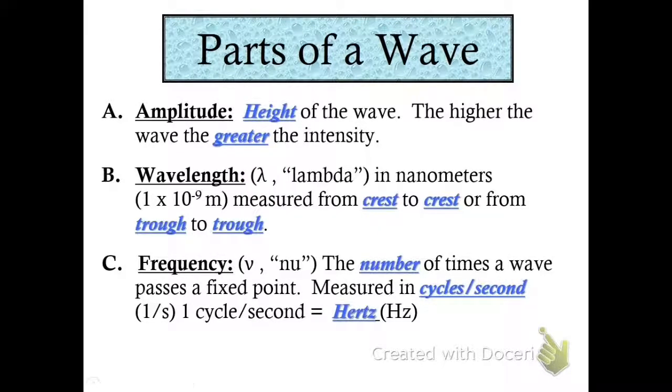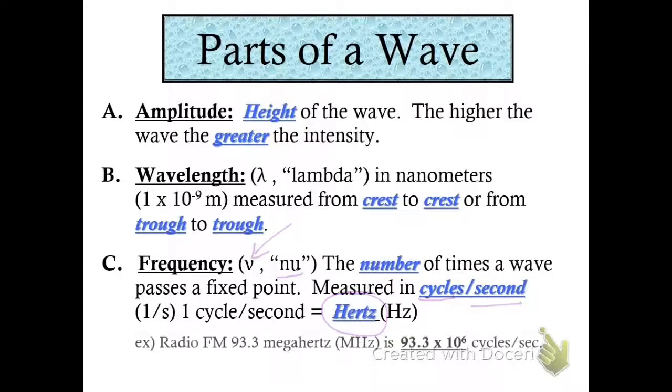The frequency of the wave, which looks like a lowercase v, but is actually another Greek letter, nu, is the number of times the wave passes a fixed point in a certain number of seconds. So we measure it in cycles per second, which is also called hertz. 1 cycle per second is 1 hertz. So you'll notice that these tend to have lots of cycles per second. For example, 93.3 as a radio station is 93.3 megahertz. So that's actually 10 to the 6, so that's 93 million cycles every second.